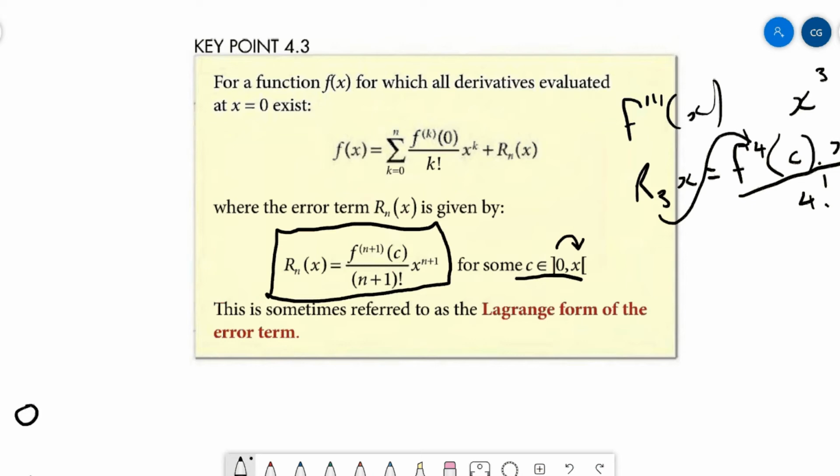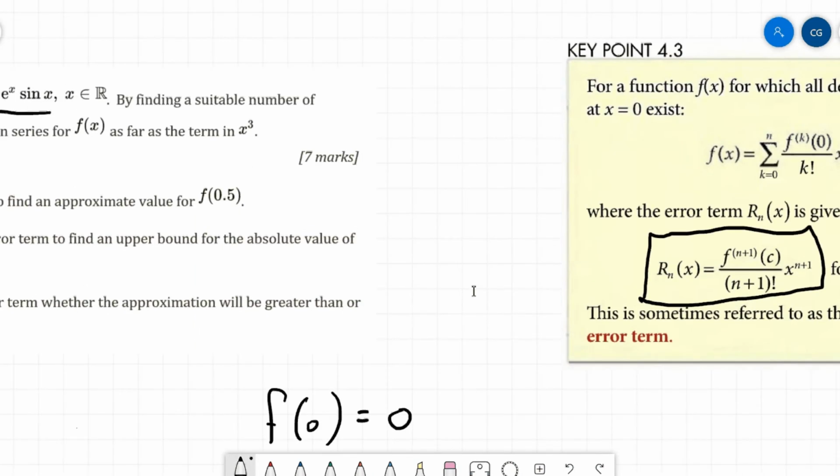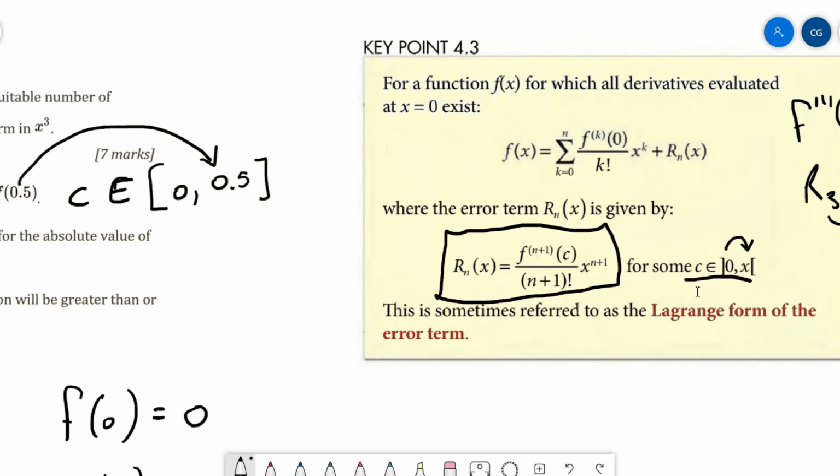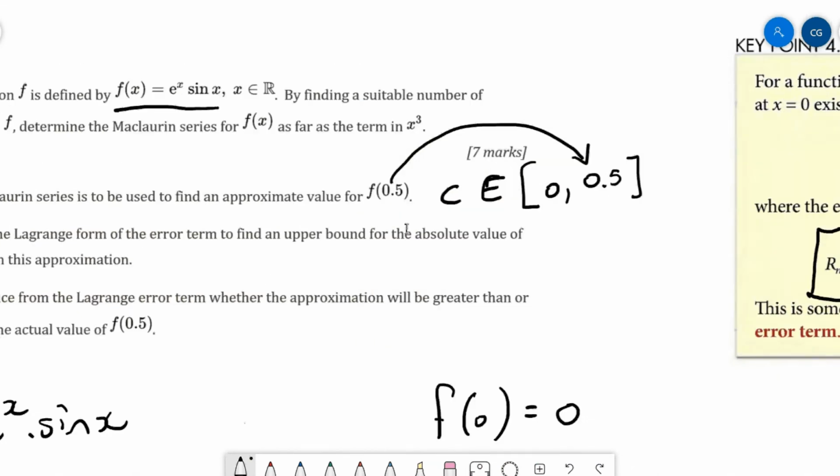Now, let's take a look at the question that they gave us. They have given us the Maclaurin series. We have to find the approximate value for f(0.5). That means c is an element of 0, which is always my lower bound, and 0.5. So this x value here is going to be 0.5. We can see here c is an element between 0 and x, whatever x value it is. And this will be my upper bound for c.